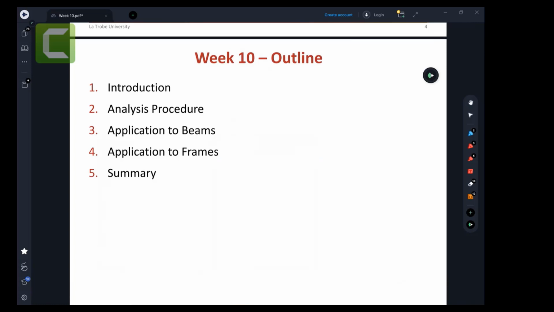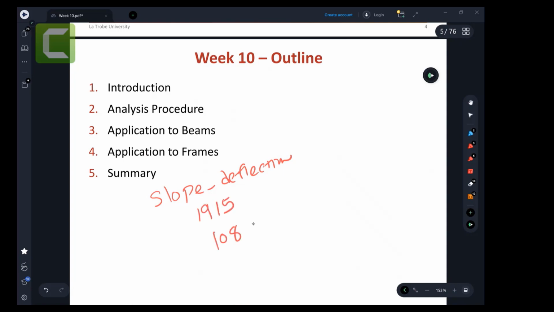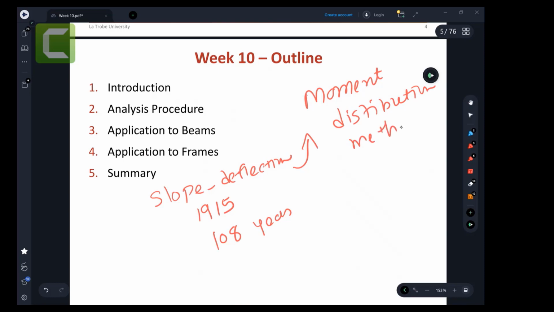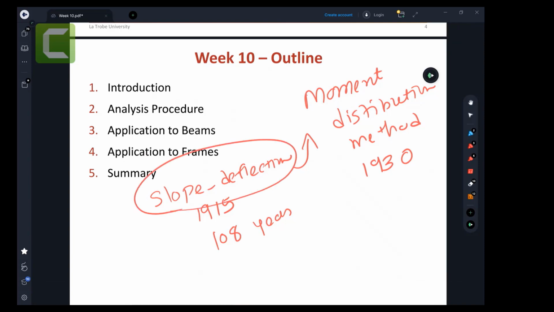Now, I think the slope deflection method was found in the 1950s, almost 108 years ago. The moment distribution method comes after the slope deflection method. It came in the 1930s, after 15 years, when Professor Hardy Cross from the University of Illinois in the USA invented it, and we can also call it the Hardy-Cross method. After the moment distribution method was introduced, the slope deflection method was not so popular because it eliminates the disadvantage of the slope deflection method, and it is faster as well.